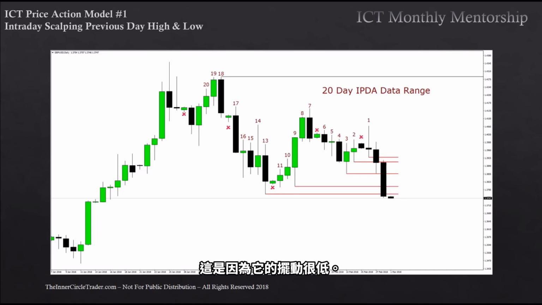Then day three, we're using that low. Why that low? Because it's a swing low. And on day 9, we're using that low because it was one of the strongest up moves, and it's the next previous day's low from day 1.